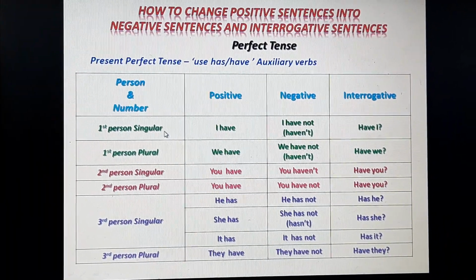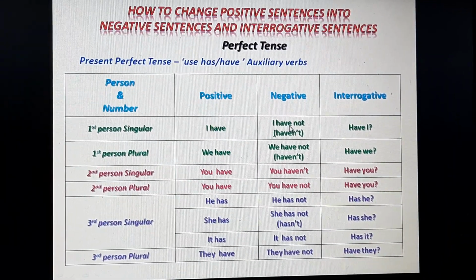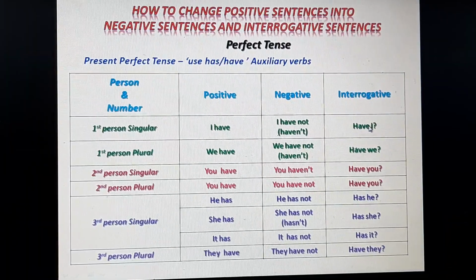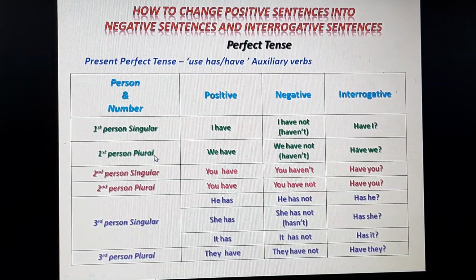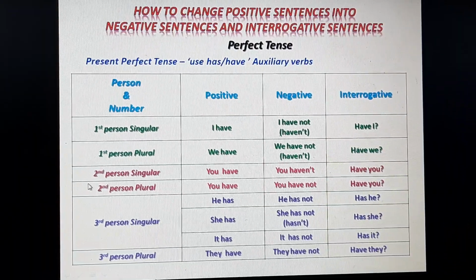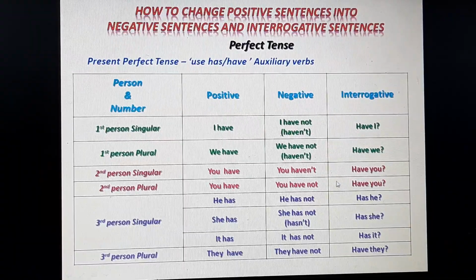In the first person singular positive, it is I have. In the negative, I have not or I haven't. In the interrogative, have I. In the first person plural, we have, we haven't, have we. In the second person singular and plural, you have, you haven't, have you.